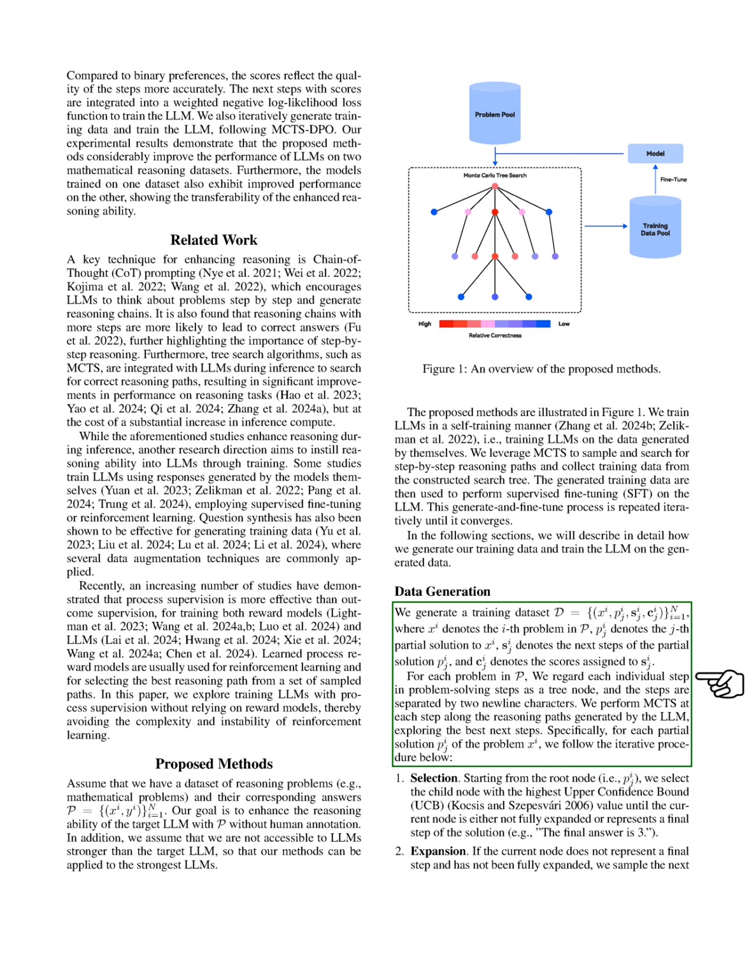1. Selection. We start at the root node and choose the child node with the highest upper confidence bound (UCB), until we reach a fully expanded node or a final solution step. 2. Expansion. If the current node is not a final step and is not fully expanded, we generate the next step as a new child node using the language model. 3. Simulation. From the new node, we continue sampling until we reach a final answer.